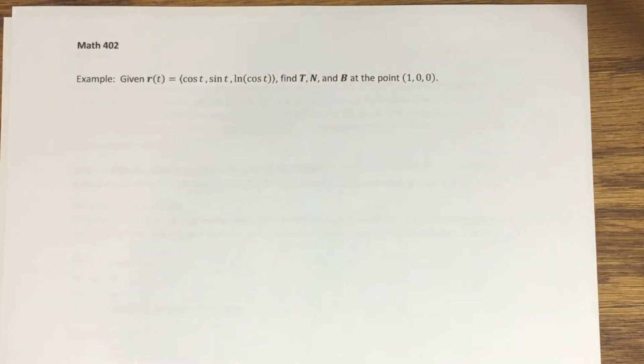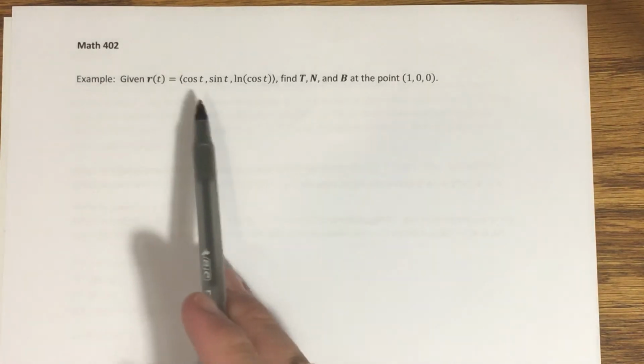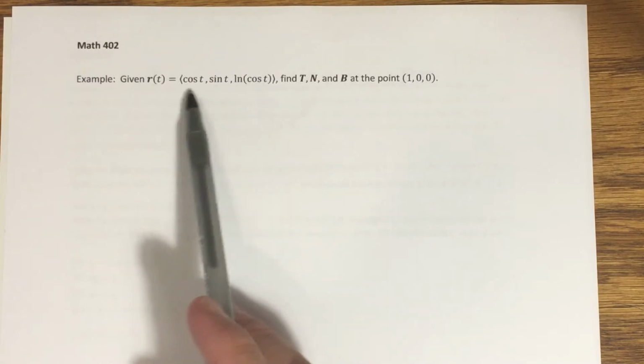Okay, so in the last video we ended with a discussion of T and B frames, which even if you don't remember the term T and B frame, that's okay. What you need to know from that is the unit tangent vector, which we've already been working with, and we've defined that, the unit normal and the binormal.